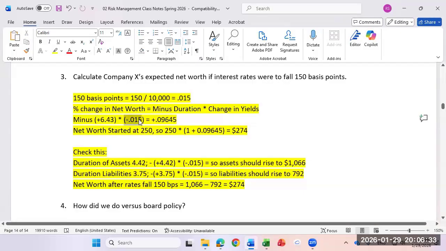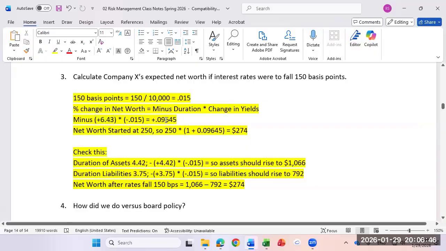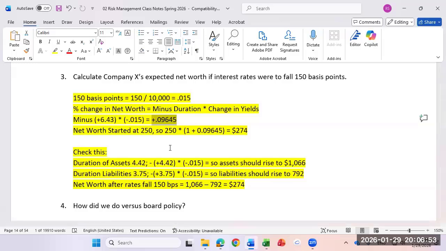So I'll put the plus sign there, times interest rates are falling, so times minus 0.015. If they had a duration of 6.43 years in their net worth and interest rates were to fall, their net worth would actually grow 9.645%. That sounds pretty good. They had a pretty long duration of net worth, interest rates fell, they come out ahead, they win.